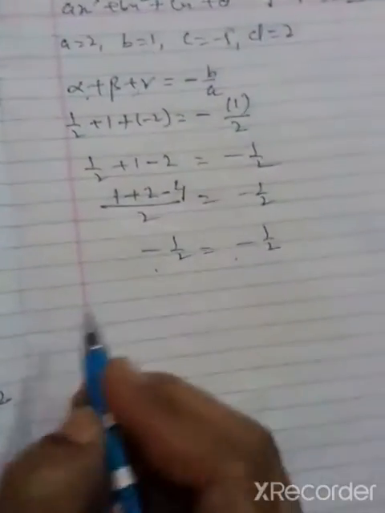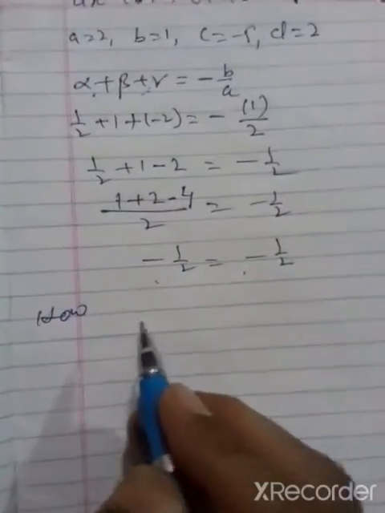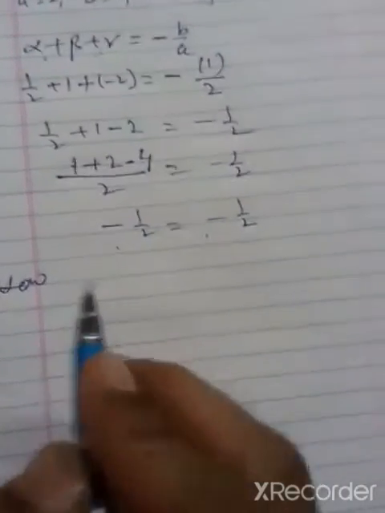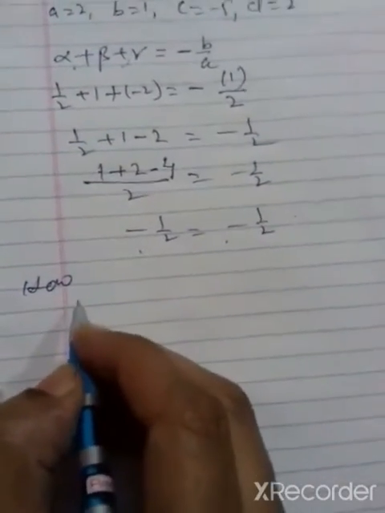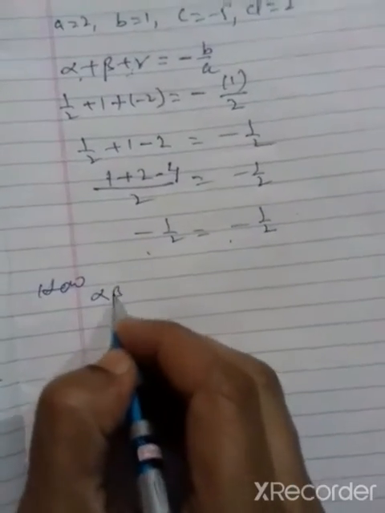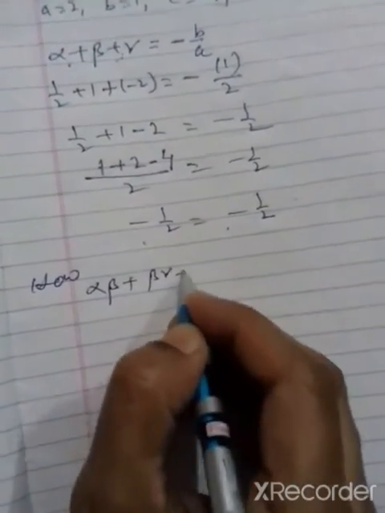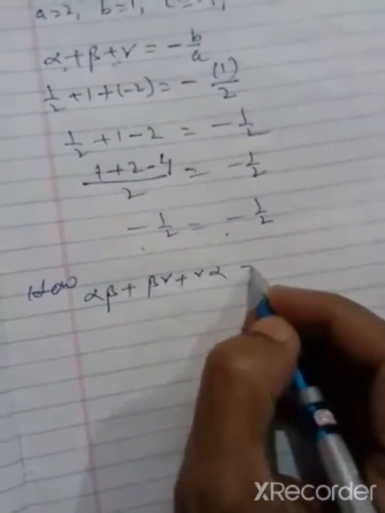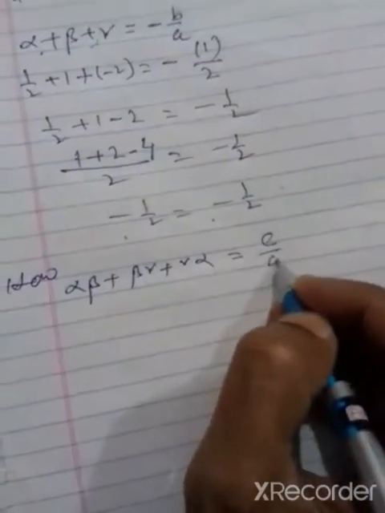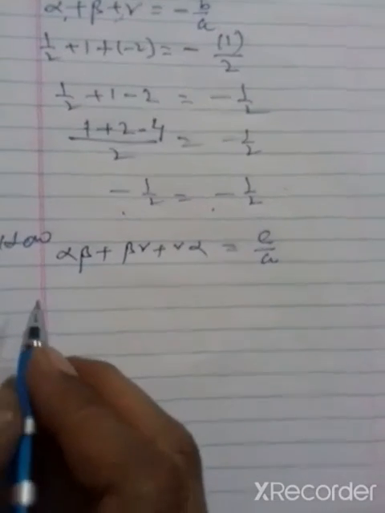Now we will check the sum of zeros taken two at a time. We have checked the sum of zeros. Now taking two at a time, the sum means alpha beta plus beta gamma plus gamma alpha, that equals c by a. So alpha is 1 by 2.